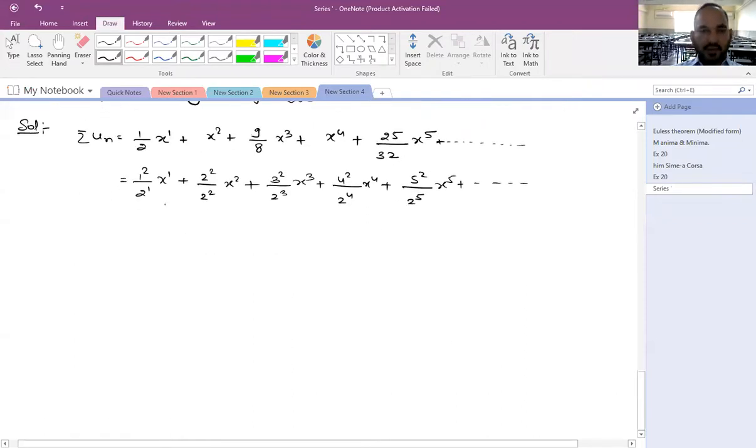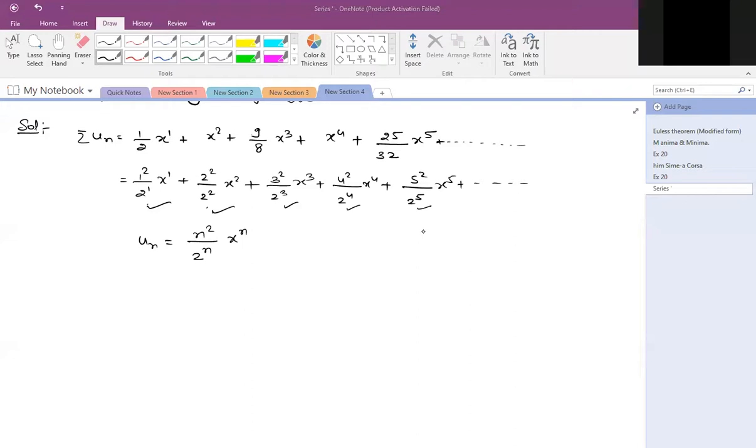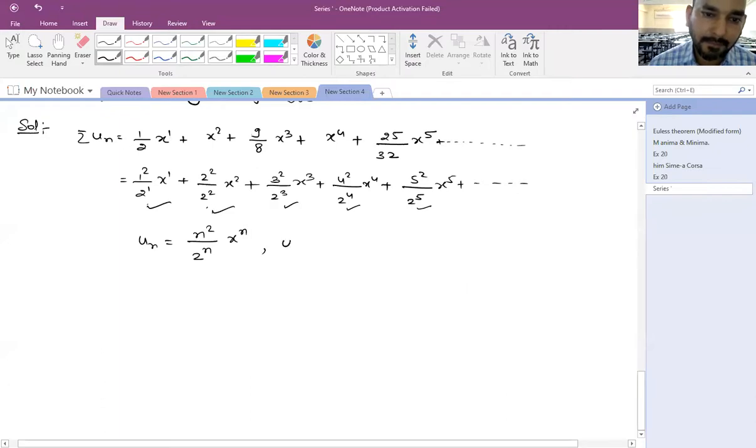Series goes like this. So now I can very well say what will be my nth term. First term, second term, third term, fourth term, fifth term. So nth term will be n square upon 2 raised to n x raised to n. Is it clear? Yes sir. Okay. Now, if nth term is this, n plus 1th term will be n plus 1 whole square upon 2 raised to n plus 1 x raised to n plus 1.